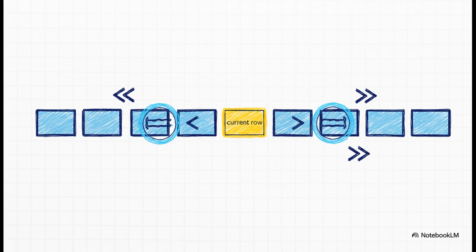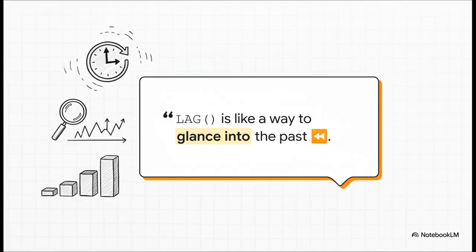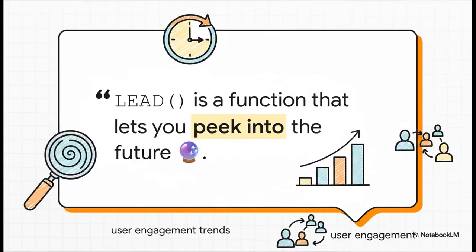Okay, another amazing use case is what I like to call time traveling through your data. By using the LEAD and LAG functions, you can actually compare a row to the rows that come directly before or after it. The LAG function lets you glance into the past. It pulls a value from a previous row in your ordered set. This is incredibly useful for calculating things like month-over-month growth or seeing the change in a stock price from one day to the next. And LEAD does the exact opposite. It lets you peek into the future, grabbing a value from a following row. This is awesome for seeing what happened next, or maybe forecasting inventory needs, or analyzing how user engagement changes over time.